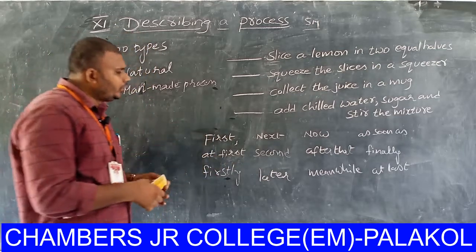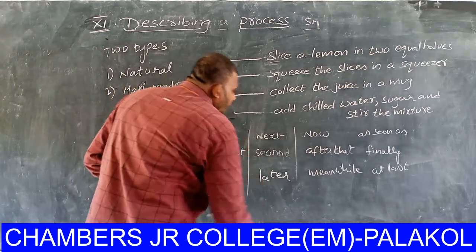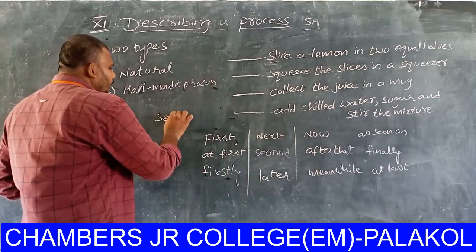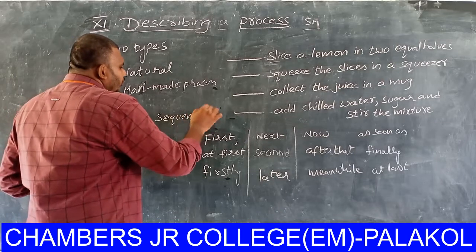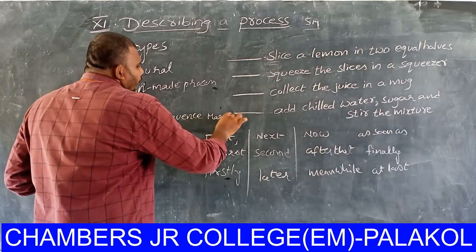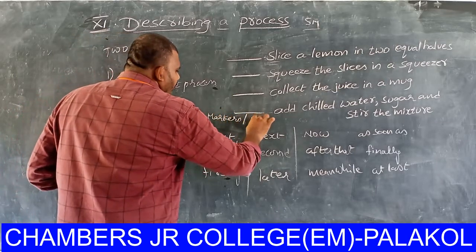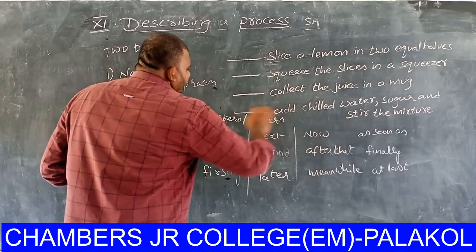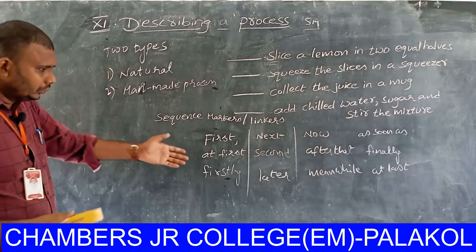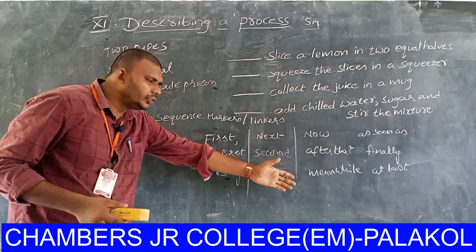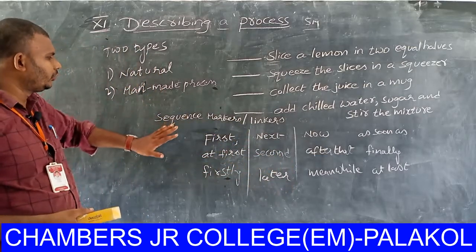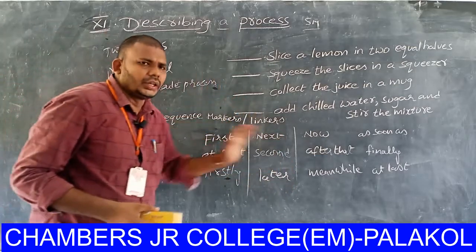Right? So these words are called sequence markers, or linkers. Generally these words are treated as conjunctions, but here we can call them sequence markers or linkers.